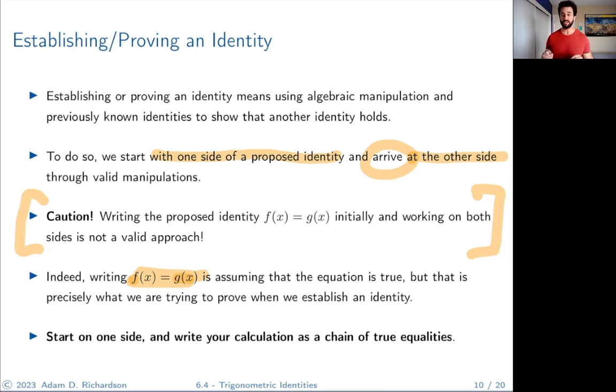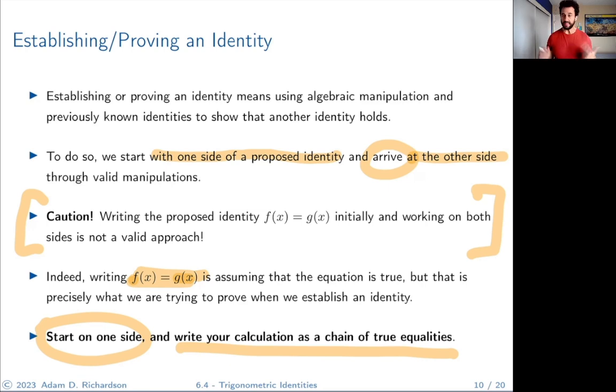So it's very important that when you prove these identities, you start on one side and write your calculation as a chain of true equalities, and you will arrive at the other side. So don't start with both sides and work on both sides. Start with one side and then get to the other side through algebraic manipulation. Which side do you start with? It turns out that you get to choose. Generally speaking, we will start with the side that has the more complicated expression.